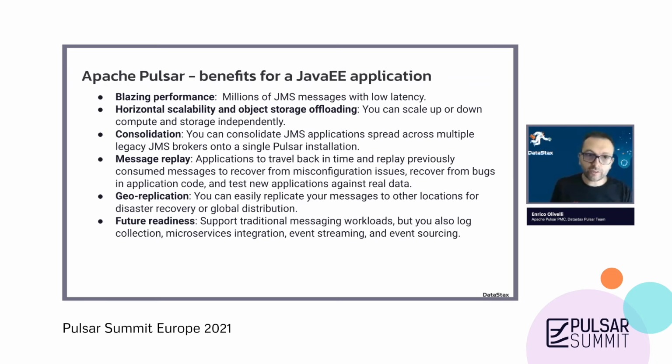You can horizontally scale every component in the system, and also the storage layer is separate from the broker layer. And you can also move your cold data to an object storage that is cheaper. And due to the multi-tenancy features in Pulsar, you can consolidate many existing JMS applications inside one single Pulsar cluster, because in Pulsar you can isolate your data, your tenants. You can also replay your data.